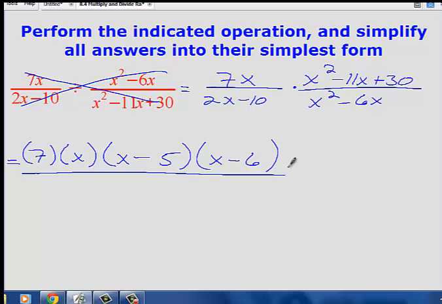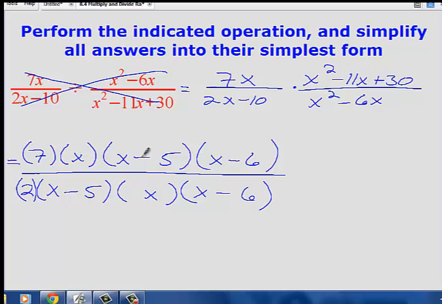All right, so now we're going to do the same thing on the bottom. Is there anything I can factor out of 2x minus 10? Okay, so I can pull out a 2. And what does that leave me with? X minus 5. What about x squared minus 6x? Is there anything I can pull out of that? Okay, just 1x. And what does that leave me with? X minus 6. So now everything's broken down into sets of parentheses, right?